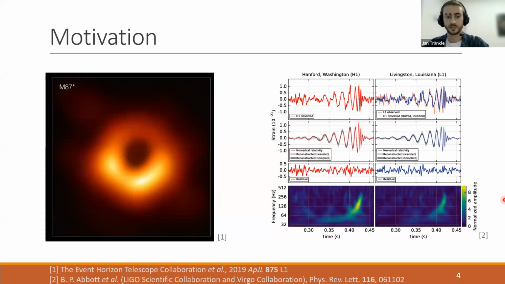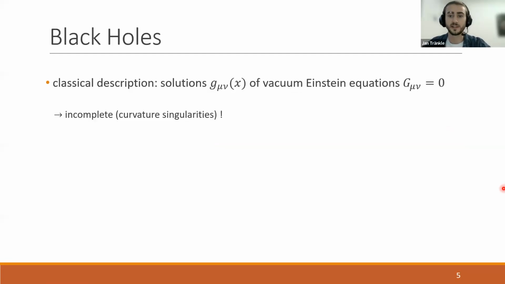So now the question is how are black holes described and how do we modify them? Now in the classical theory in Einstein's GR, black holes are described as solutions for the metric g mu nu of the vacuum Einstein field equations. So this could be the Schwarzschild solution or the Kerr solution for rotating black holes.